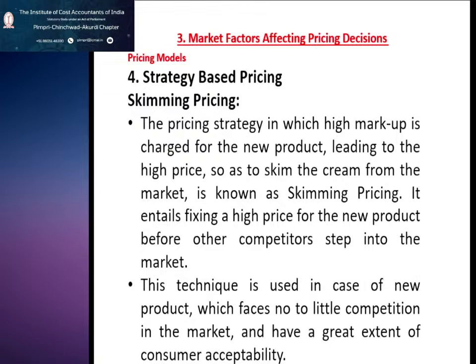Another strategy based pricing method or model is skimming pricing. In this, the pricing strategy in which a high markup is charged for the new product, leading to high prices so as to skim the cream from the market, is known as skimming pricing. It entails fixing a high price of the new product before other competitors step into the market. This technique is used in case of a new product which faces no to little competition in the market and has a great extent of consumer acceptability.